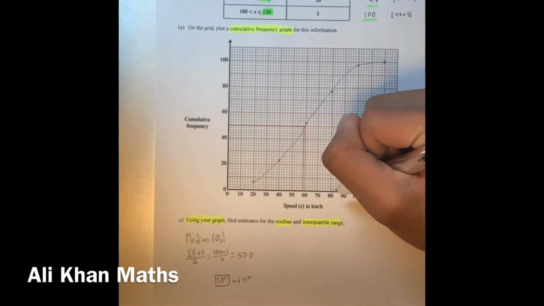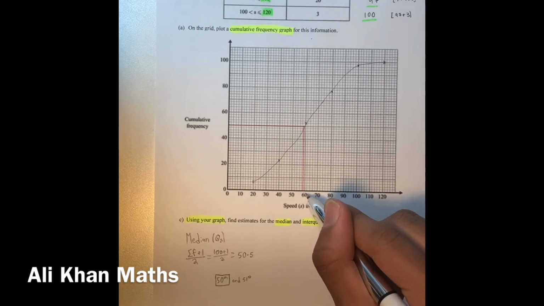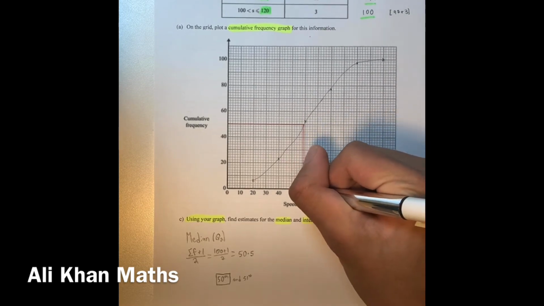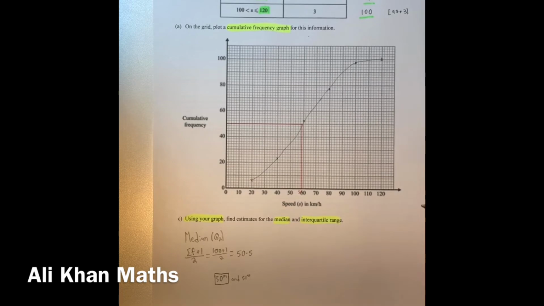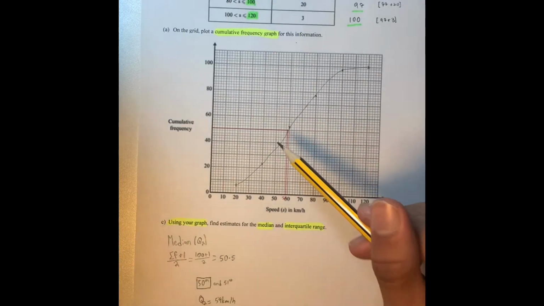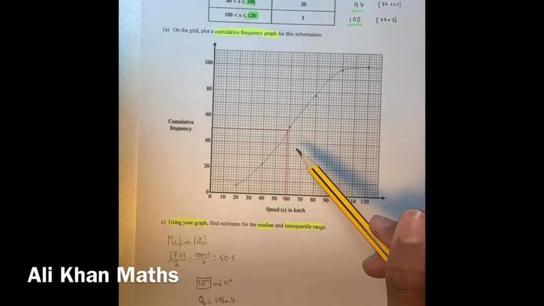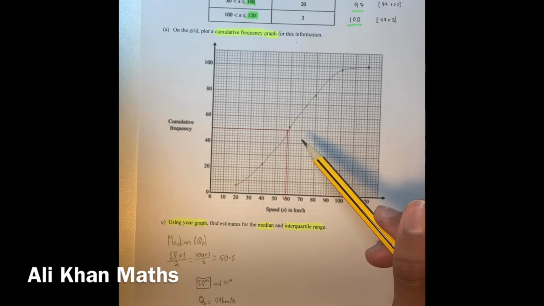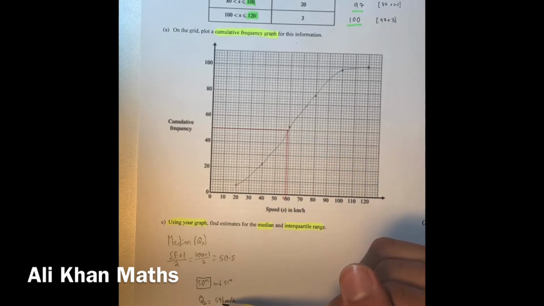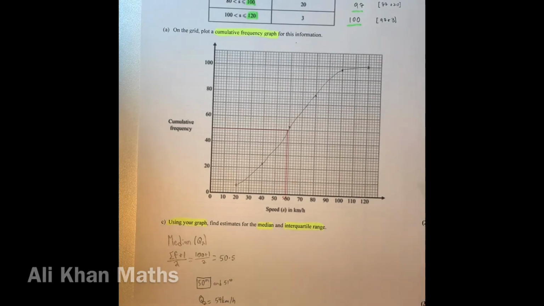Now we must read off this value, which we can see is between 58 and 60, so it's approximately 59 kilometers per hour. And that gives us the value for the median. Again, this won't be exact because each graph is drawn differently, so the mark scheme will give you a bit of leeway with this, between around 1 or 2. So any answer 1 or 2 above or below this will suffice.